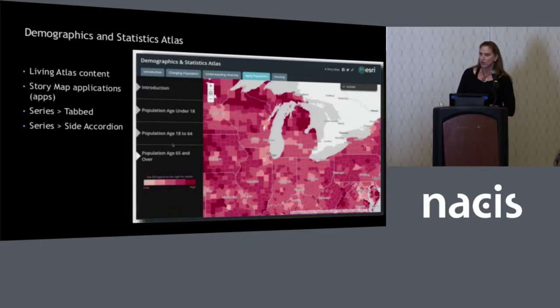And one of our cartographers took two of the series applications, they're called Storymaps series. One is tabbed with the tabs across the top that you can see in gray here, and the other one is called a side accordion with the information along the side. So he combined those two apps to create an Atlas app that supports our demographic and statistical information from some of the maps in the ArcGIS Living Atlas of the World.